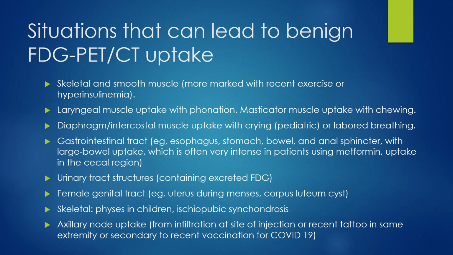Laryngeal muscle uptake with phonation, masticator muscles from uptake with chewing. Don't let your patients chew gum during the uptake. Diaphragm or intercostal muscle uptake. This can be seen in pediatric patients, especially if they're crying, or in patients that have labored breathing. This could just be normal labored breathing for other reasons, or you may see it more in patients with types of lung cancer.